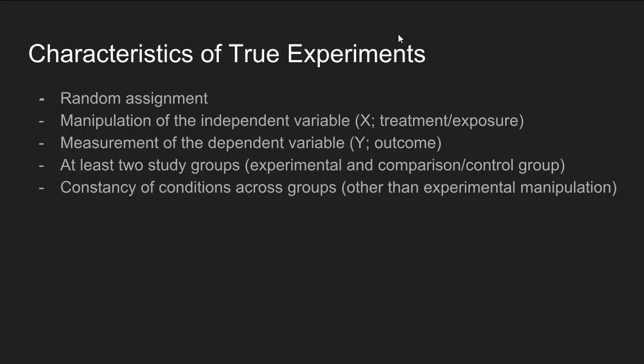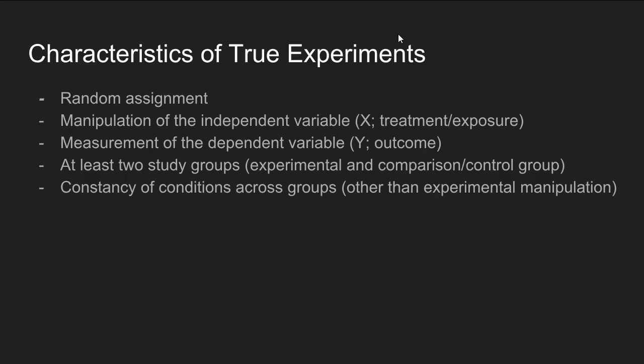Another characteristic of true experiments is that they include at least two study groups, an experimental group that receives the treatment or exposure, and an additional comparison or control group that is similar to the experimental group because people are randomly assigned to one or the other, but the comparison or control group does not receive the treatment or exposure.